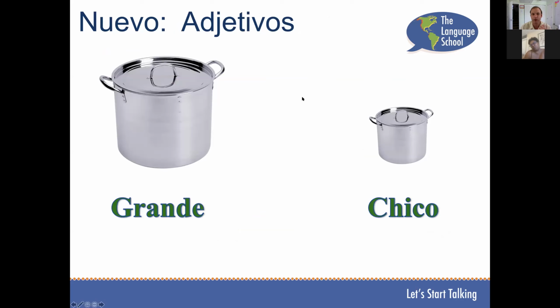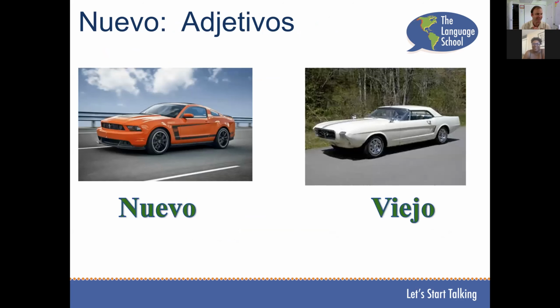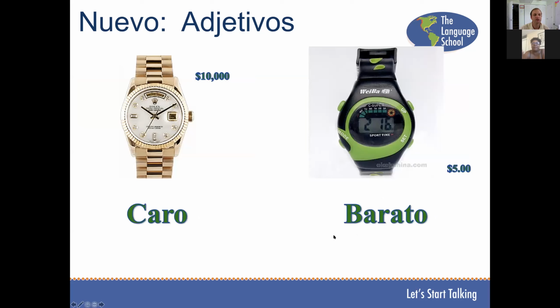Okay, a little bit of new vocab to wrap things up for this lesson. Repite, grande. Grande. Chico. Chico. Bonito. Bonito. Feo. Feo. That's an ugly cat. He is very ugly. In case you're wondering what that's supposed to mean. Okay. Nuevo. Nuevo. Viejo. Viejo. So new and old. Okay. Caro. Caro. Barato. Barato. Expensive and cheap.